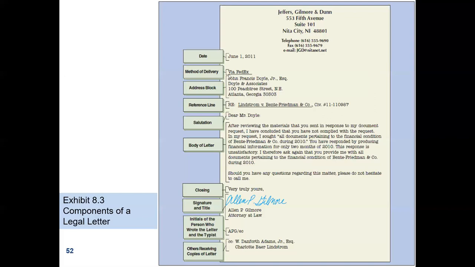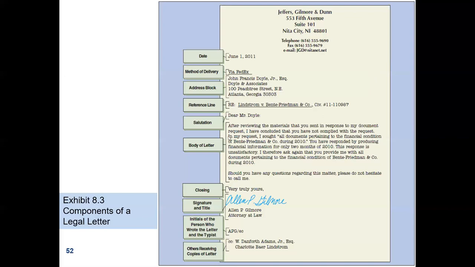The address block, or the inside address, is going to be exactly where it is here. The Re line is going to be indented one tab. Dear Mr. Doyle is going to be exactly where it is. And the body of the letter is also going to be on the left margin, except the first line is going to be tabbed one over.